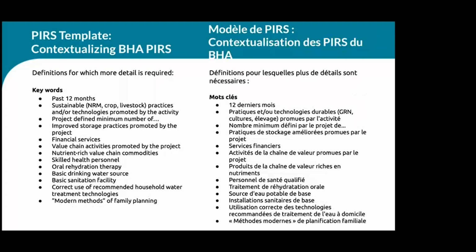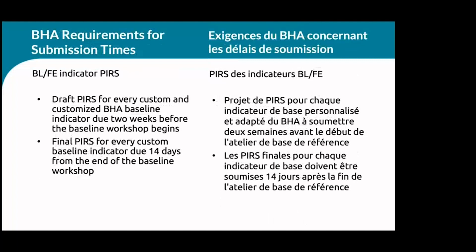And these are just some examples of different keywords that you may need to expand upon more when developing the custom indicator PIRs. So just to touch a little bit upon the BHA requirements for submission of the PIRs, if you're developing customized baseline indicator PIRs, the drafts are due 2 weeks before the baseline workshop begins. And then the final PIRs for these custom indicators will be due 14 days from the end of the baseline workshop.